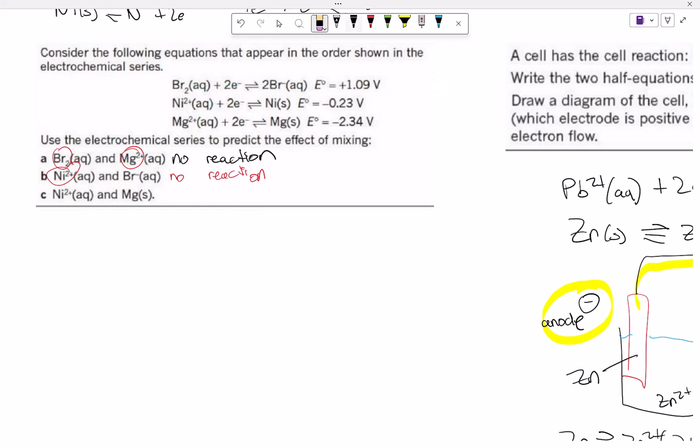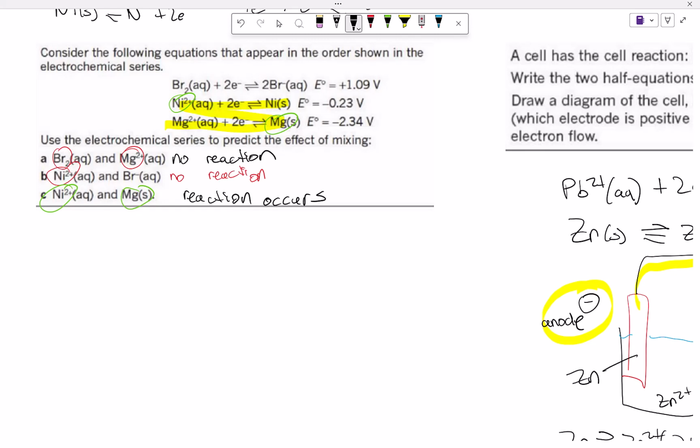If I've got nickel 2+ and Mg, now I do have my backward Z, so the oxidant is higher than the reductant, then the reaction is going to occur. So does a reaction occur? Reaction occurs. And so you could actually work out, if you wanted to, what the equation would look like.